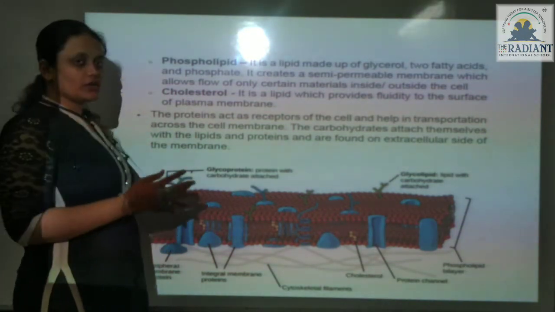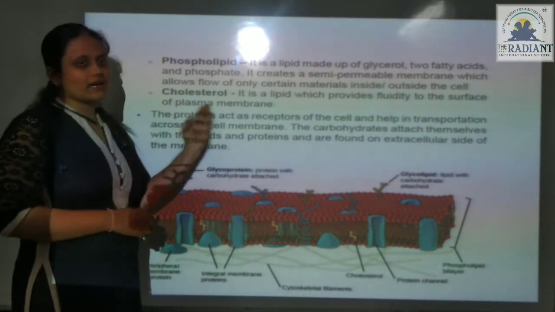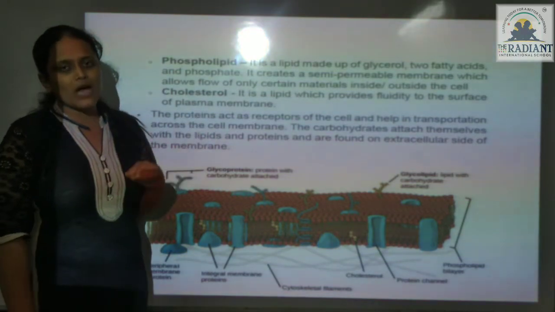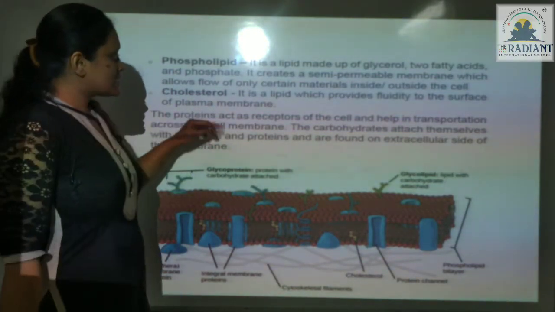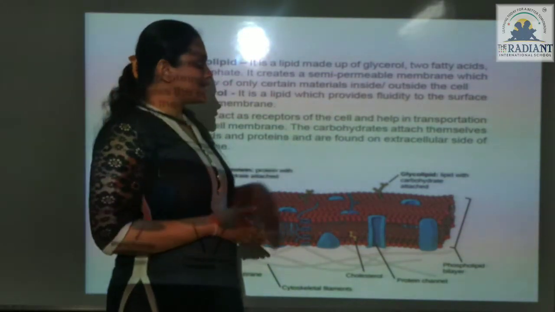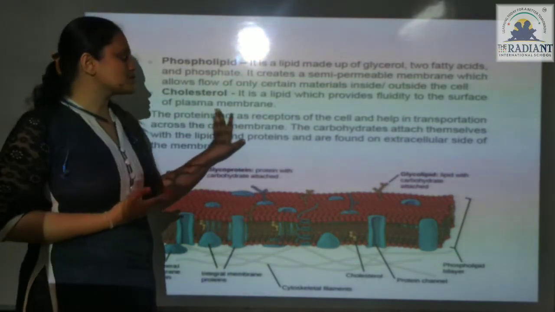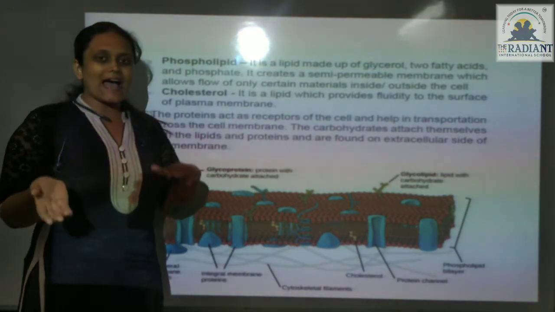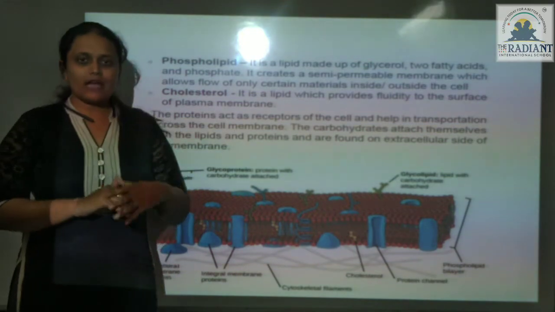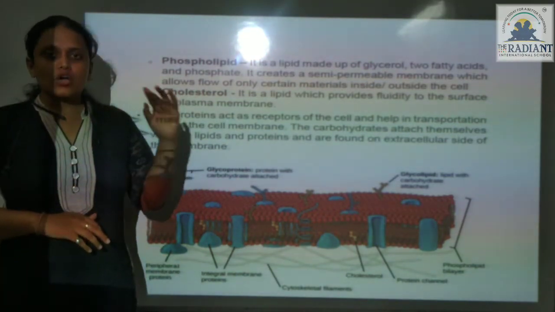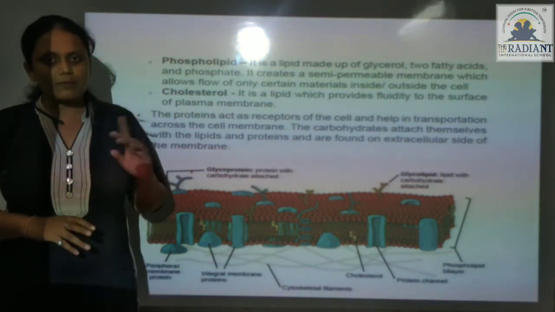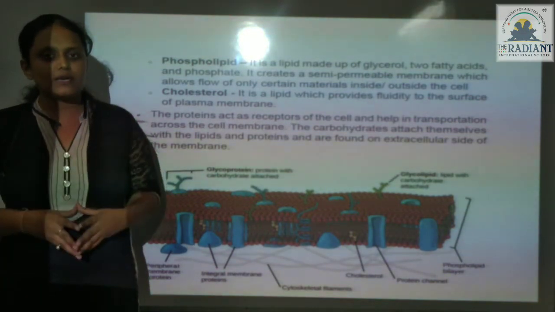Now, your second point is the second fat or the second lipid component which you have in the plasma membrane. It is a lipid which provides fluidity to the surface of the plasma membrane. As we have seen earlier, we have three components, lipid, cholesterol and carbohydrate, in the plasma membrane of which it is made up.